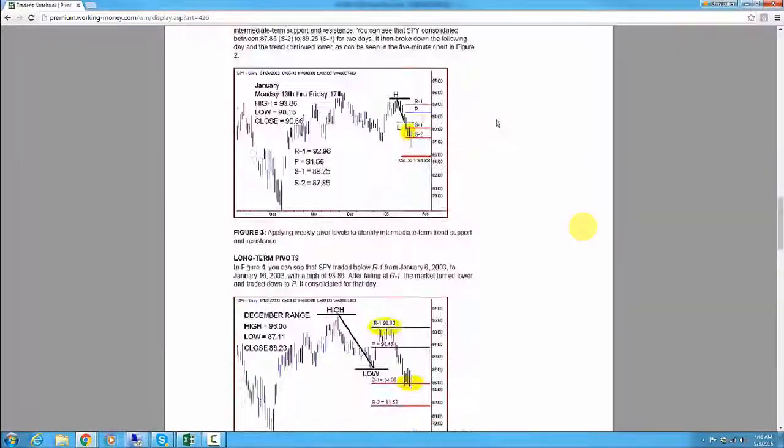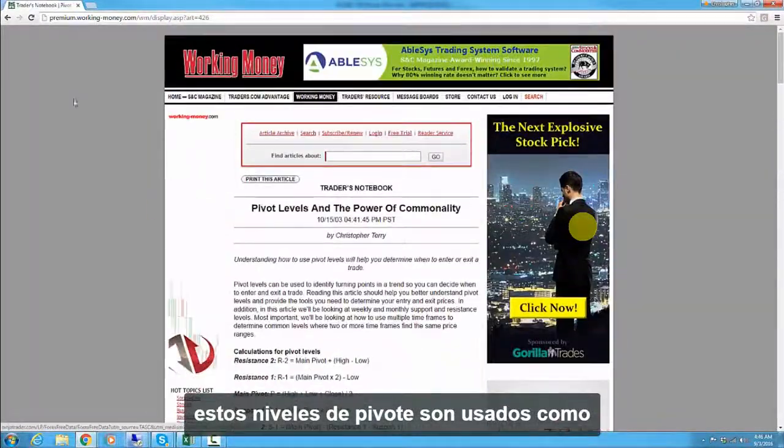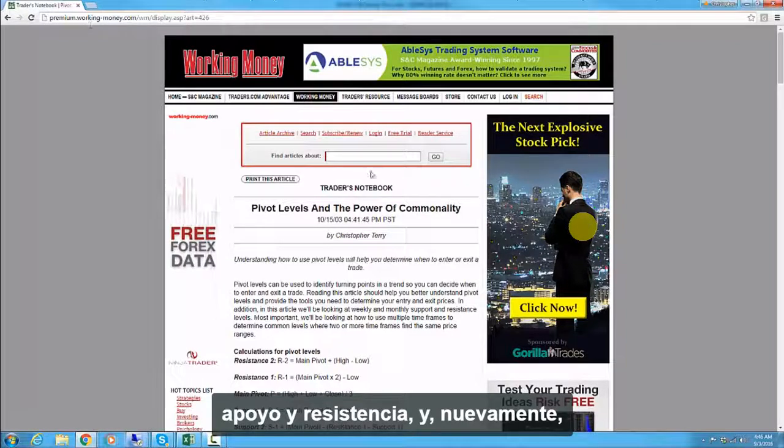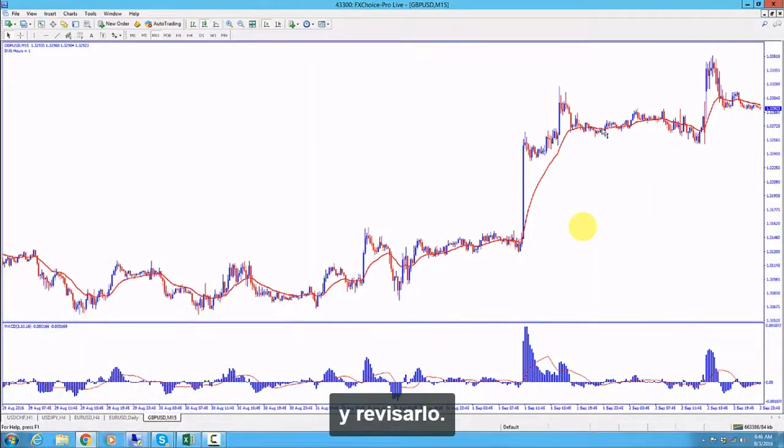This was when I had my old company with my partner Linda Bradford Raschke. But these pivot levels are used as support and resistance, and again, you can just search this out and take a look at that.